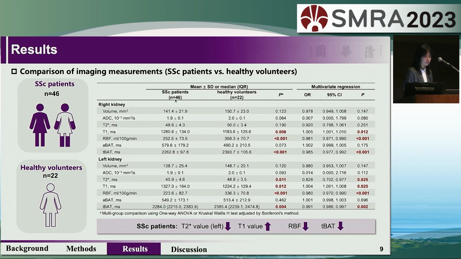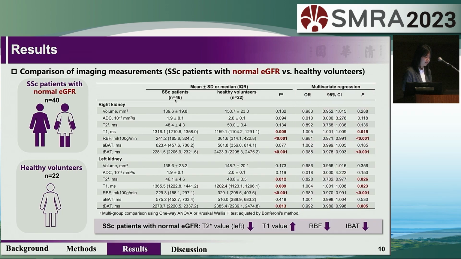As for the SSc patients, compared to the healthy volunteers, the patients were more likely to have significantly lower T2 star value in the left renal cortex, and longer T1 value, lower RBF, and shorter T-BET in both right and left renal cortex. And this difference was independent of demographic information.